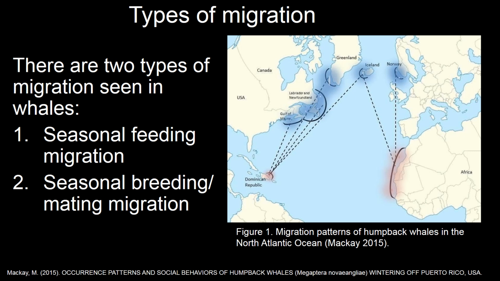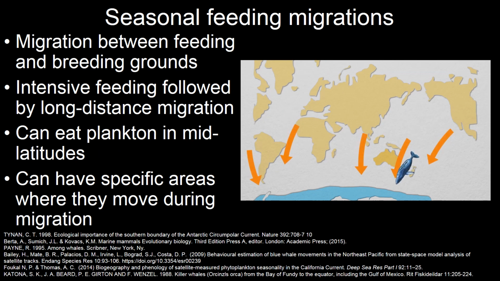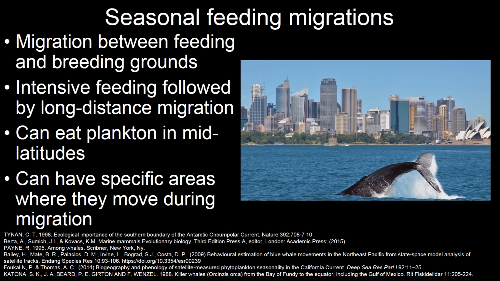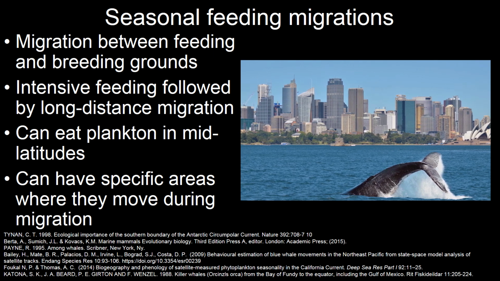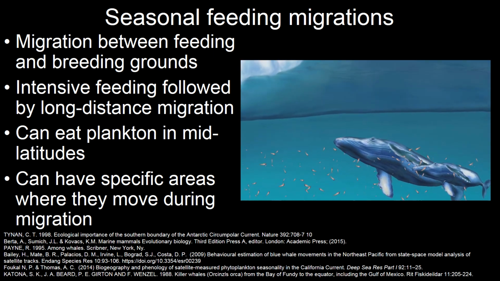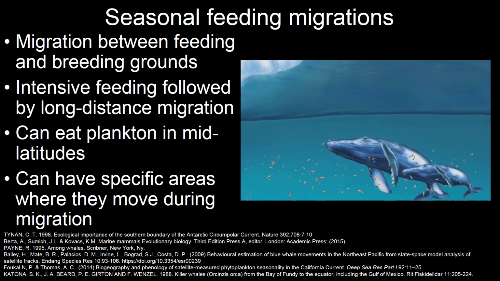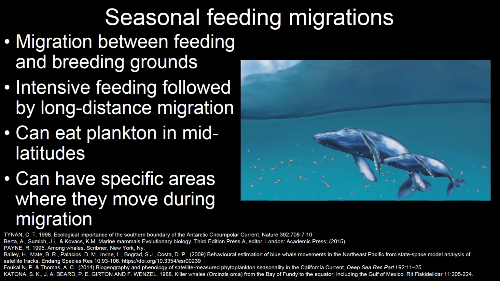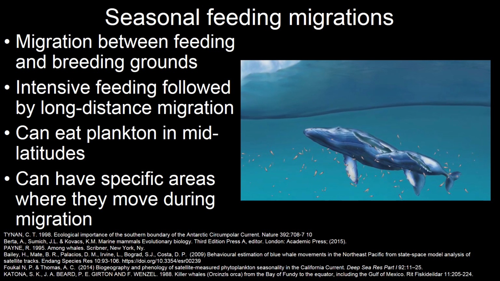There are two types of migration. These are seasonal feeding migrations that happen during the summer months and seasonal breeding migrations that happen in the winter months. Local migrations are seasonal movements generally between productive high-latitude feeding grounds and low-latitude breeding grounds. After an intensive summer feeding in the high latitudes on planktonic organisms and micronektonic crustaceans, the whales migrate long distances to low latitudes for the winter months.